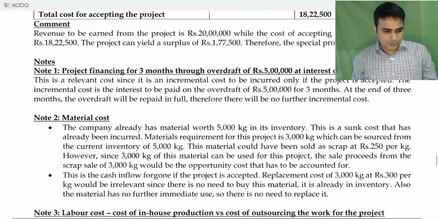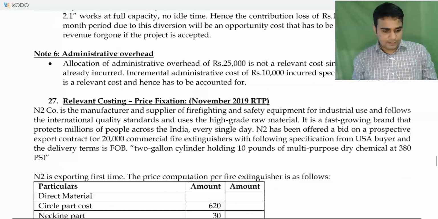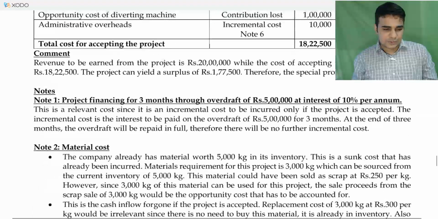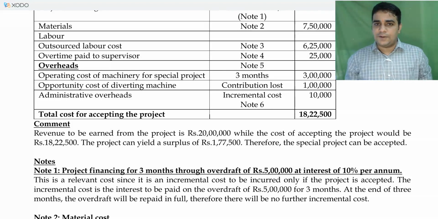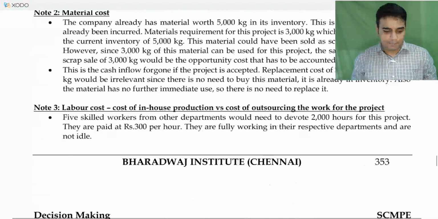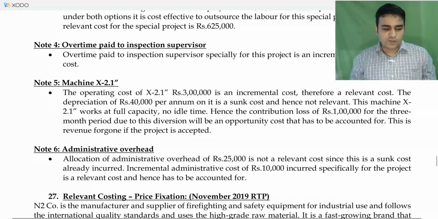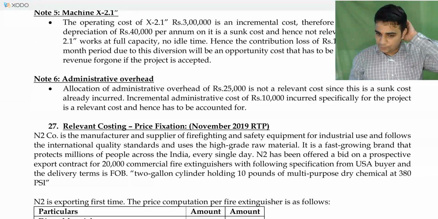I don't think the solution had any points here. Nothing was given in the solution by ICAI. But anyway, any question you do, you think about financial and non-financial factors. Wherever you can write some non-financial factors, please keep writing them. What we saw was a domestic order. Let's look at 27, which is an export order.